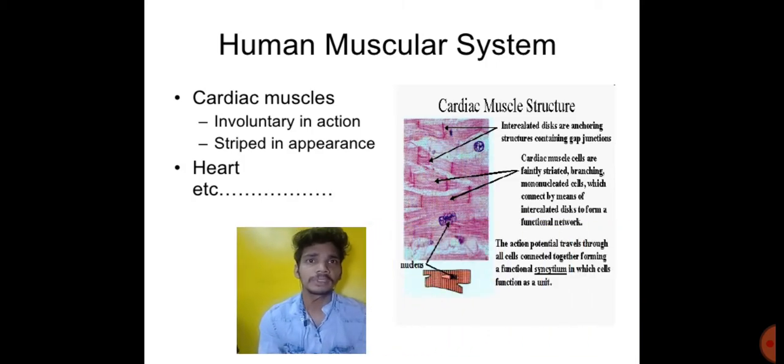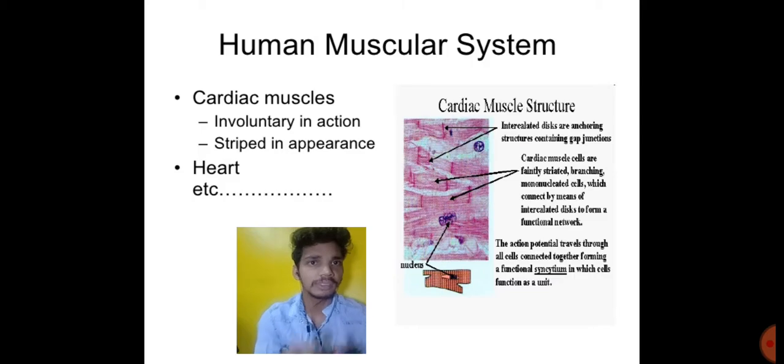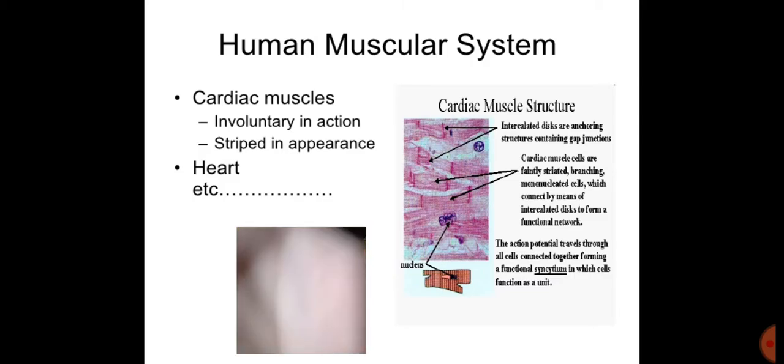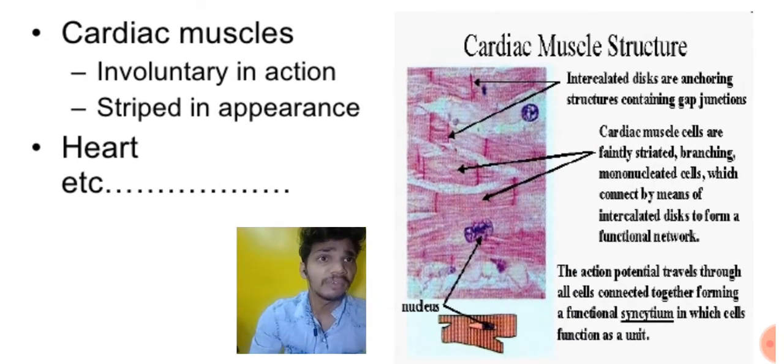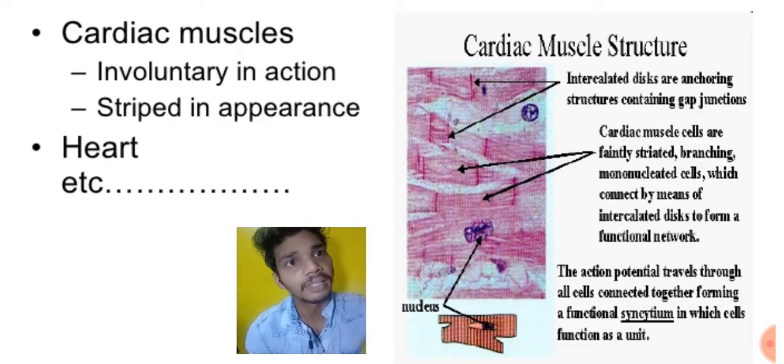Then the human muscular system. Cardiac muscles are involuntary in action, which is not in our control, and striped in appearance. An example is the heart. You can see that in the diagram; we can zoom it out. When we talk about the cardiac muscle, intercalated discs are present.